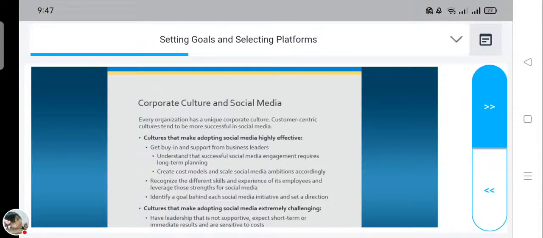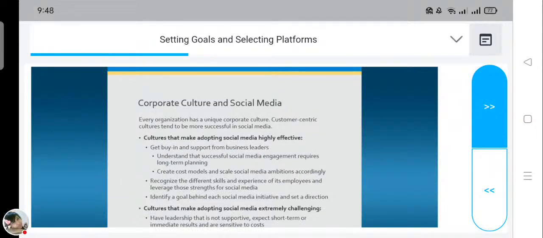These cultures are also willing to identify goals behind each one of their social media initiatives. And because they set goals, they're going to steer the ship in the proper direction so that the social media can succeed. Let me give you an example.